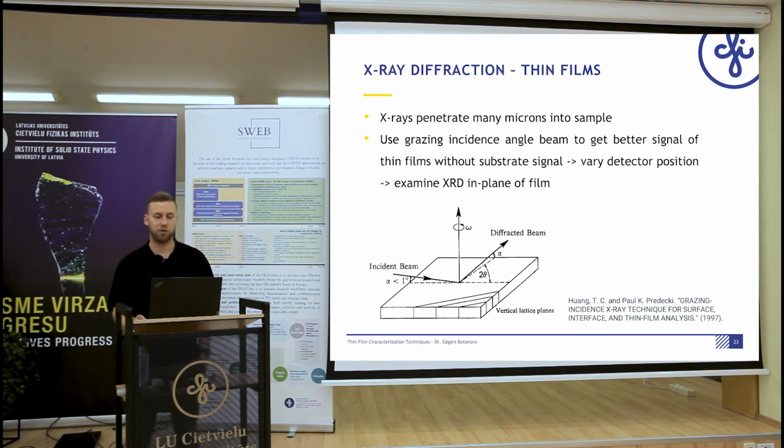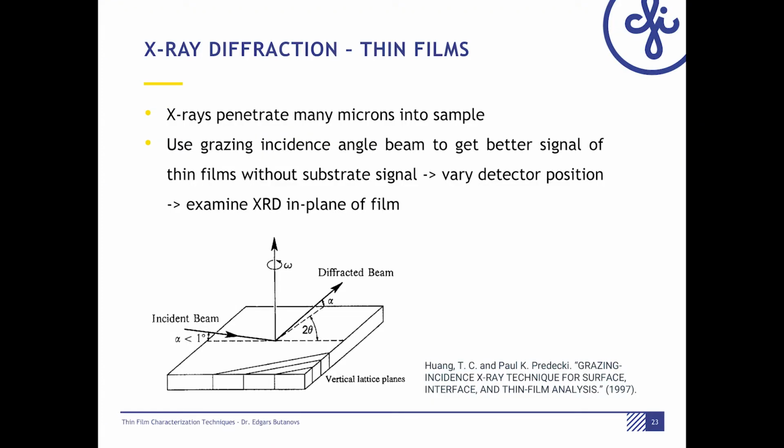Since X-rays penetrate several microns into the sample, by using a grazing incidence beam, so a beam at very low angle, you can get a better signal from your thin films and less signal from your substrate. It's especially useful if it's a monocrystalline substrate. Then by varying the detector position, again, you can measure the characteristic Bragg peaks and examine the XRD in plane of the film.